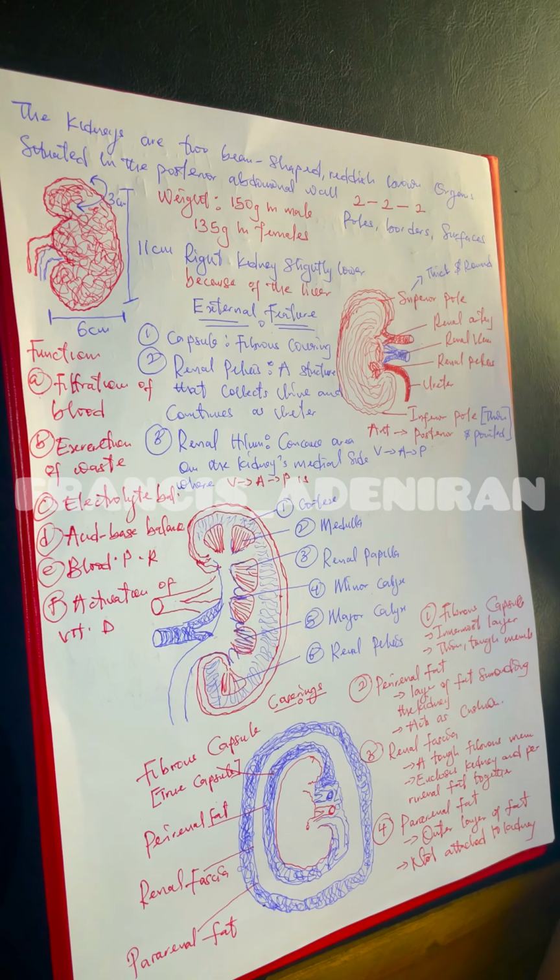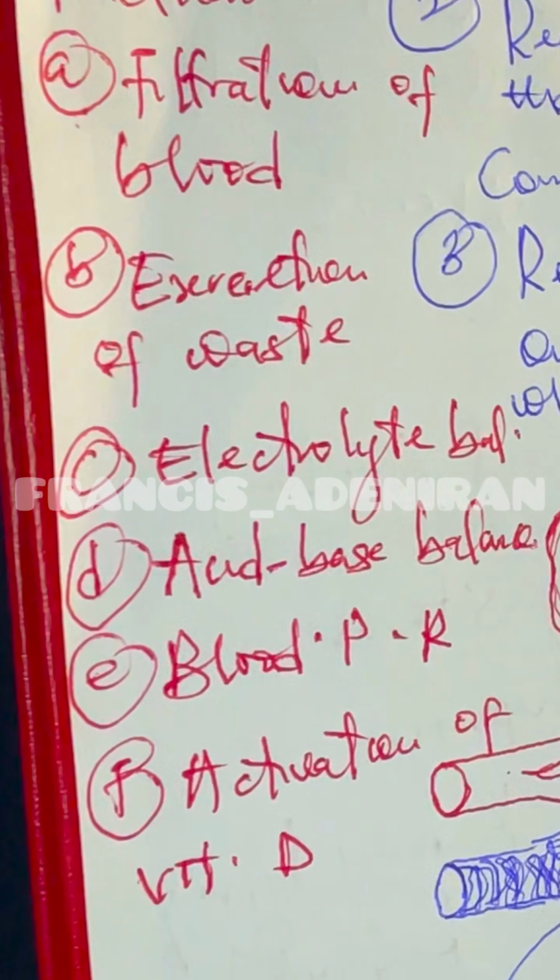Now, let's go to the functions of the kidneys. What are their functions? They are involved in the filtration of blood. They are also involved in excretion of waste, electrolyte balance, and acid-base balance. They are also involved in blood pressure regulation and in the activation of vitamin D.